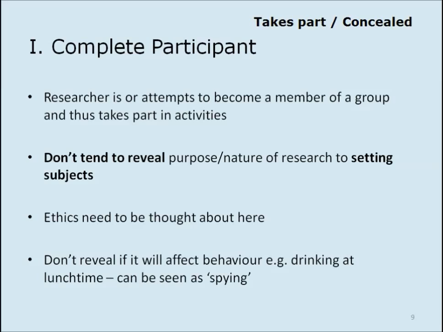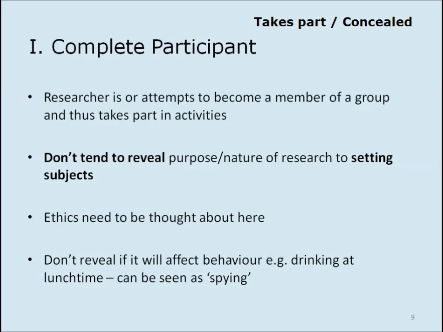So the first one, complete participant. If you're choosing complete participant, basically you are taking part in the activities within the company. This is fantastic if you work for a company part-time, or you have an internship, and you're trying to understand what's going on. You work there, you've got some in-depth knowledge, you're working with people, so you can observe the behaviours and the decisions that are made, or whatever you want to observe.